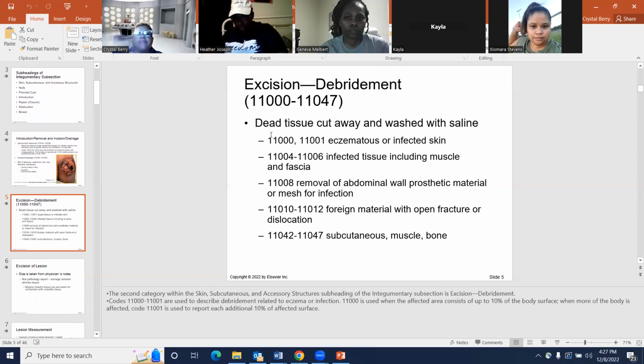Excision debridement. And it tells you what that is. Dead tissue cut away and washed with saline. That's what excision and debridement means. And it tells you the code range for what it is, like for infected tissue, including muscle and fascia. On here, subcutaneous muscle bone. So each thing, when you're looking at the code, it tells you what section you need to be looking through, and it has the whole code range.